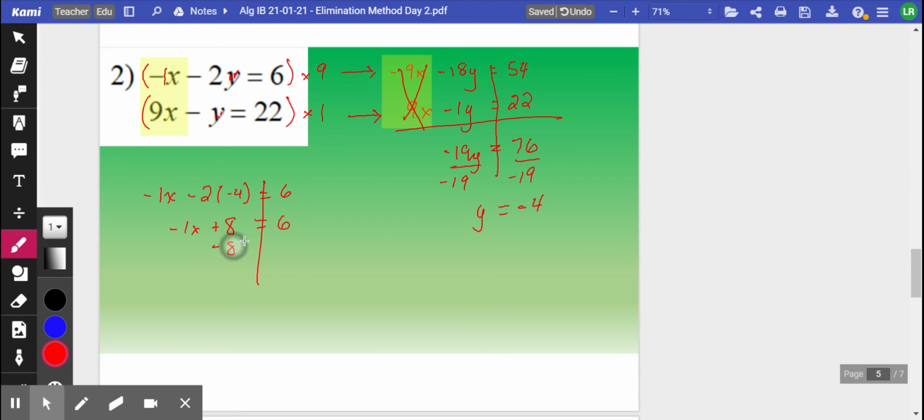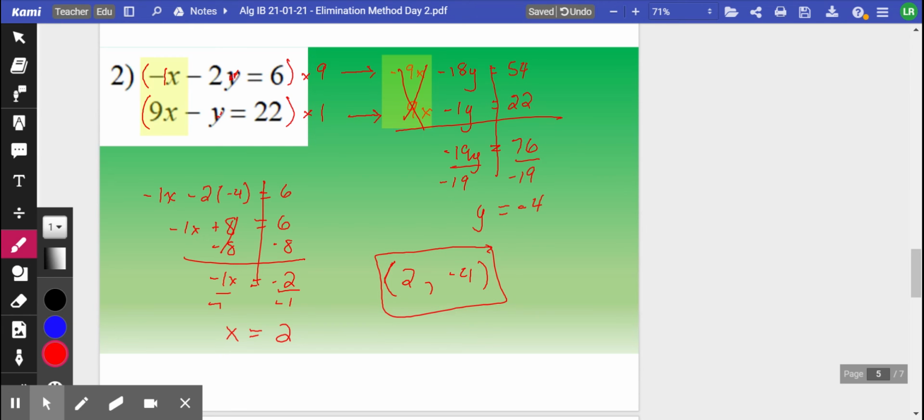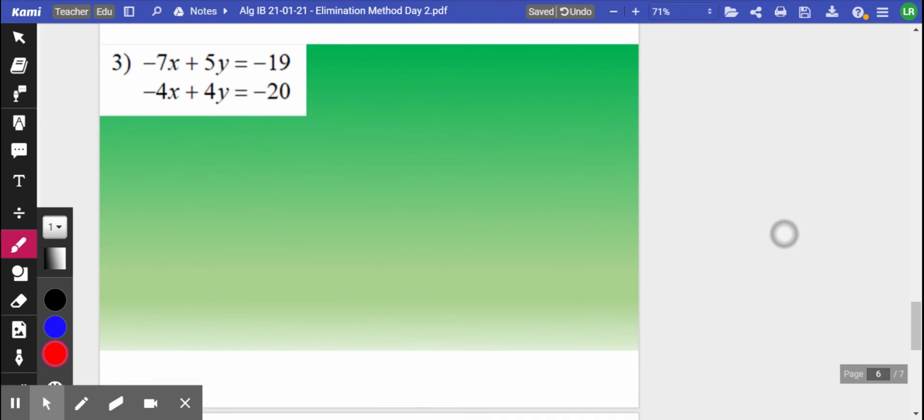And then I solve my equation. Minus 8 on both sides. I get negative 2. Divide both sides by negative 1. X equals positive 2. So my answer, X, Y, is 2, negative 4. Okay, one more. Go ahead and pause the video and complete this one problem. Here we go. All right.